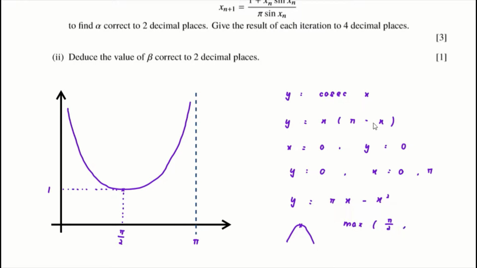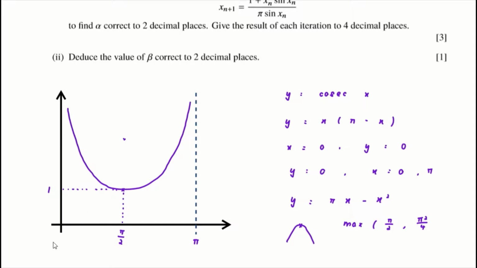Then you substitute pi over 2 back in here. So pi minus pi over 2 gives pi over 2, times pi over 2, which gives pi squared over 4. Then you can use your calculator to check: pi squared over 4 is roughly 2.5, so it should be higher than this. This graph is a negative quadratic, so it's supposed to look like this. Basically you will have a maximum point roughly here.